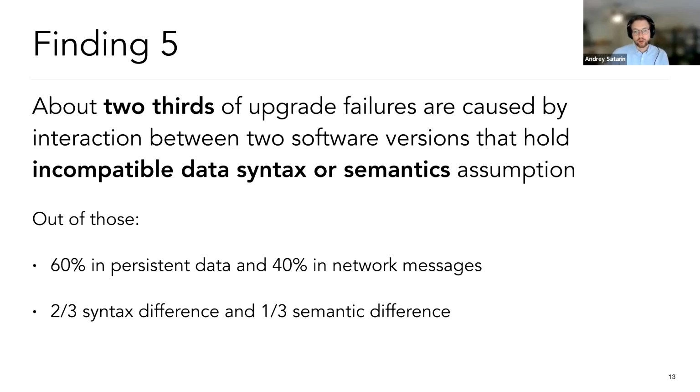About 2/3 of those upgrade failures are caused by data syntax or semantics, and those are roughly split 6-4 between persistent data and network messages. And 2/3 of those are pure syntax, and 1/3 is semantic difference. So even though the syntax of the data stays the same, it is just interpreted differently between different versions. That comes later when they try to address those issues.